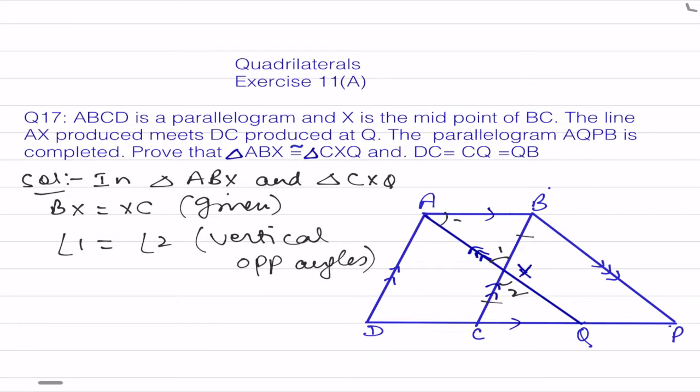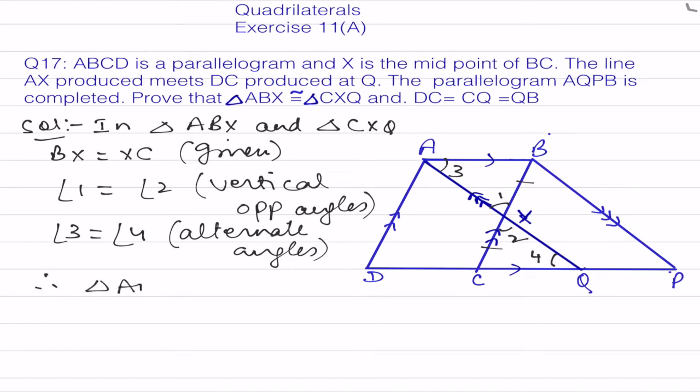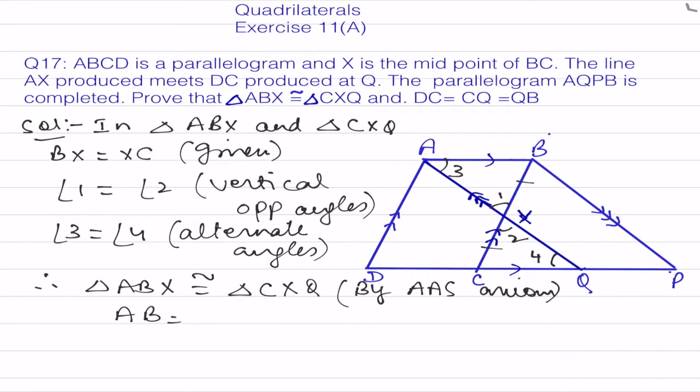Third, we can see that AB is parallel to DP, so angle 3 is equal to angle 4 as they are alternate angles. Therefore, triangle ABX is congruent to triangle CXQ by AAS axiom. So now we can say that AB is equal to CQ by CPCT.